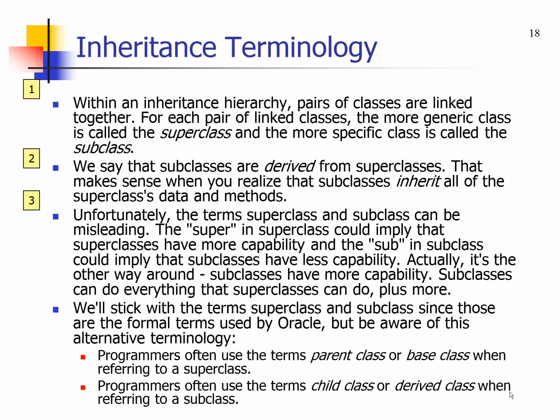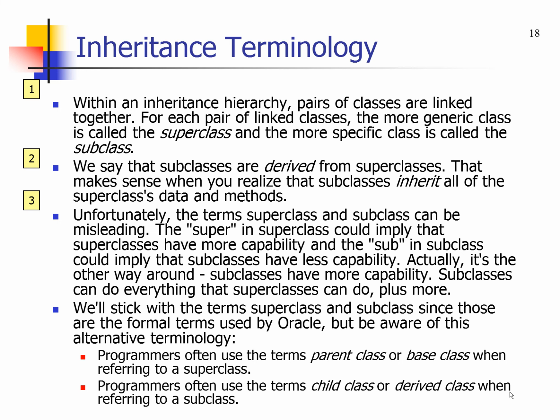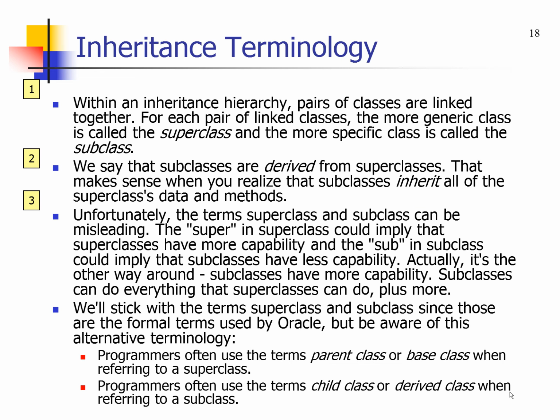Okay. It says programmers often refer to them as parent or base class when they're referring to superclasses. So this person at the very top, the person class, is really the base class or the parent class. And then the customer and employee would be the child or the derived classes.